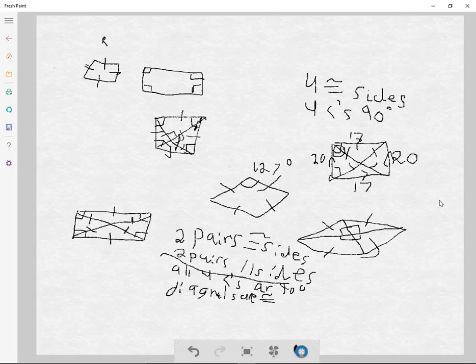Let's see. What is the most that you can classify this by? Let's test your knowledge. This could only be classified as a quadrilateral.